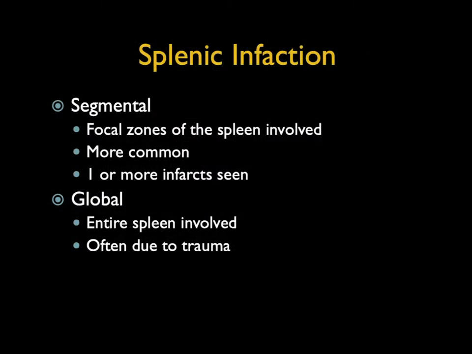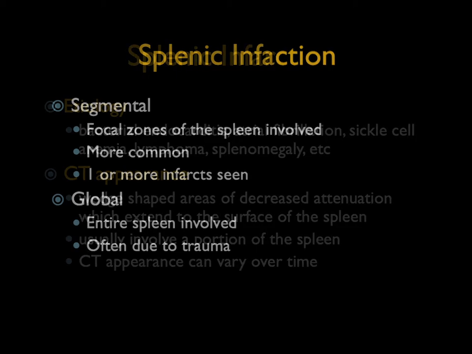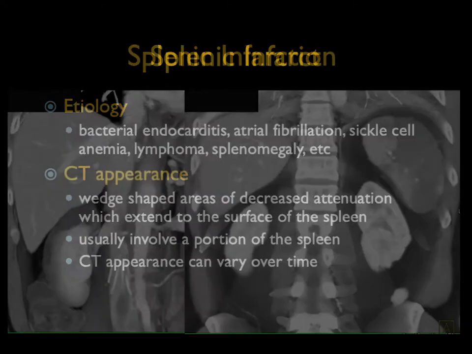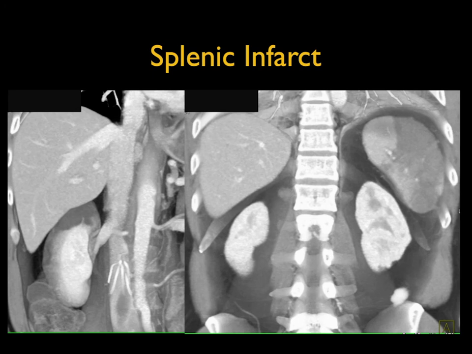Now, what else can we talk about? Infarcts. We talk about segmental or global. Segmental portions of the spleen can be multiple segmental or can be global, where the entire spleen is involved. Causes: endocarditis, atrial fib, sickle cell disease, malignancies like lymphoma. CT appearance is usually classic. Wedge-shaped defects, whether it's spleen or liver or kidney, wedge-shaped is an infarct. Usually only involves a portion of the spleen and it can evolve over time.